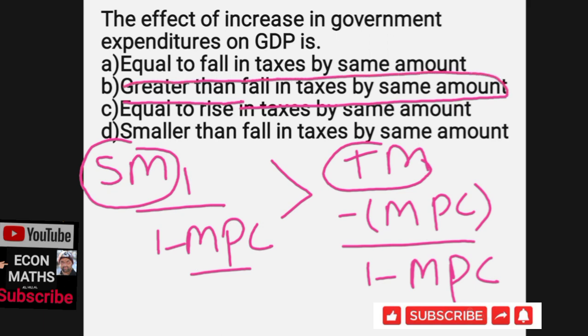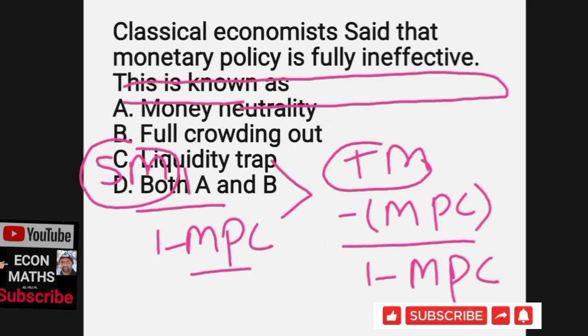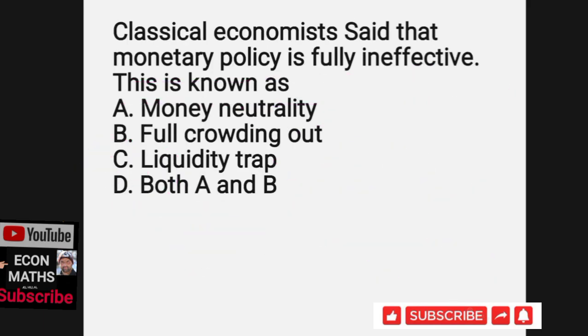Okay. Coming to the next question. The next question is: classical economists said that monetary policy is fully effective. This is known as money neutrality, full crowding out, liquidity trap, or both A and B. Well, it's called money neutrality.